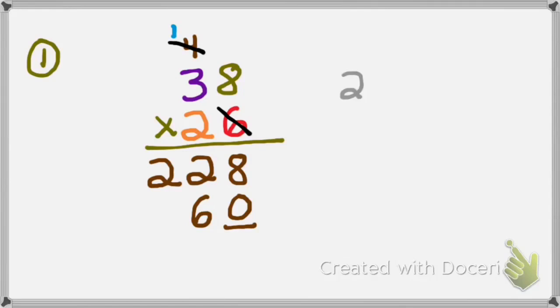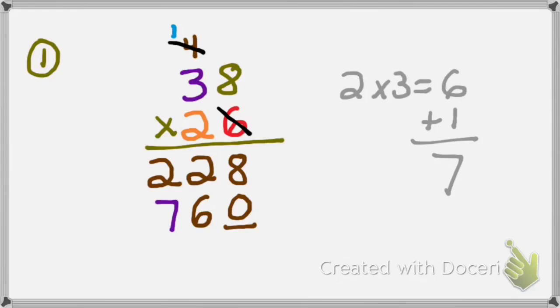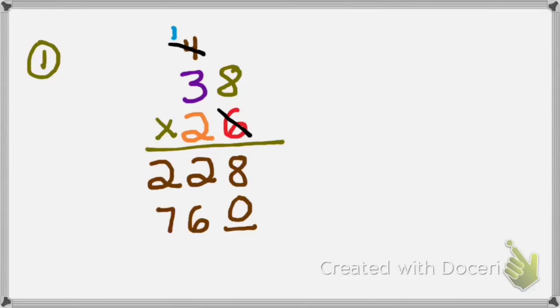Now I move on to 2 times 3, so I think in my head 2 times 3 equals 6, plus the 1 that I carried, 6 plus 1 is 7. So I put down the 7 right there. I'm finished with the 2, so I cross it out. There's no other digits to multiply by, so now I'm ready to add my columns.